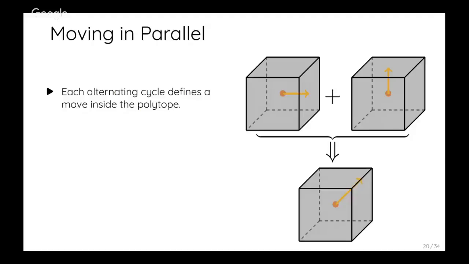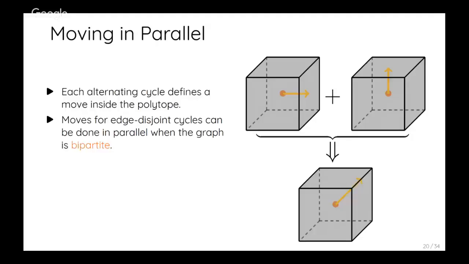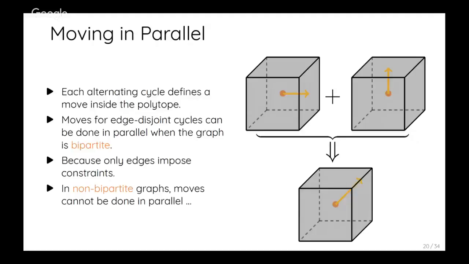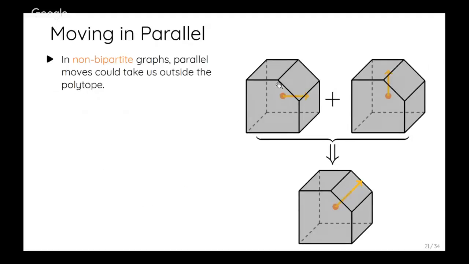This is because the inequality constraints defining the bipartite case are very simple. They're just coordinate non-negativity. So yeah, moves can be done in parallel when your graph is bipartite. But in non-bipartite graphs, things are more complicated. The picture is more like this. You can think of this additional face as one of the odd-set constraints. So now if I have two moves, their sum no longer takes me to a point inside the polytope. It can just jump outside of the polytope.